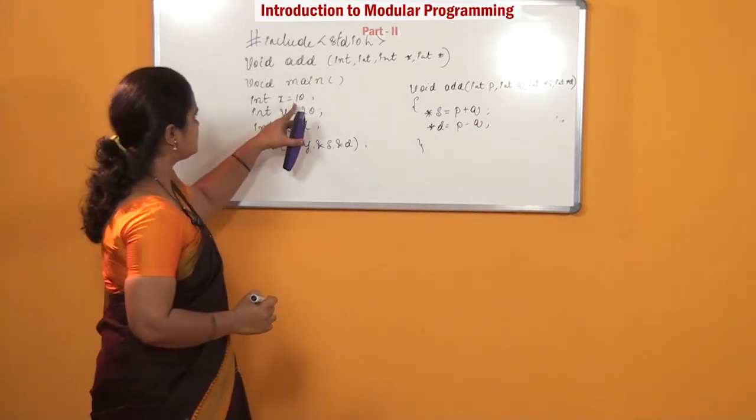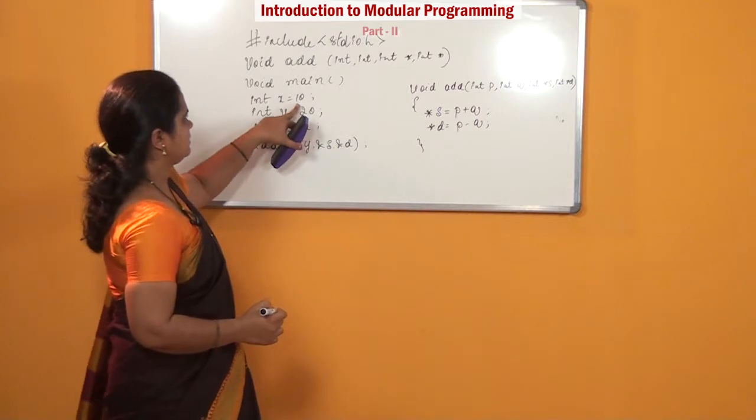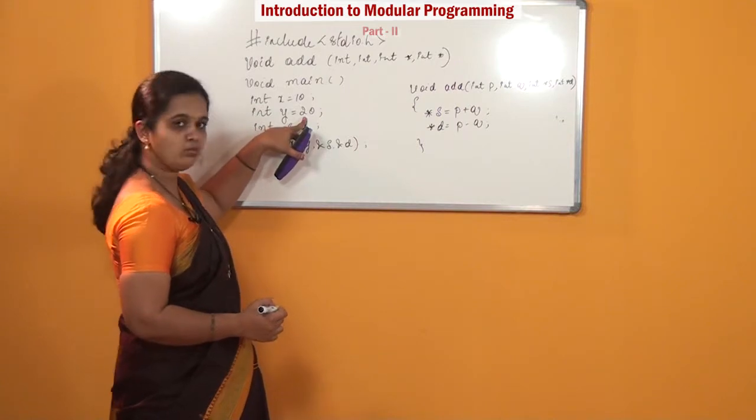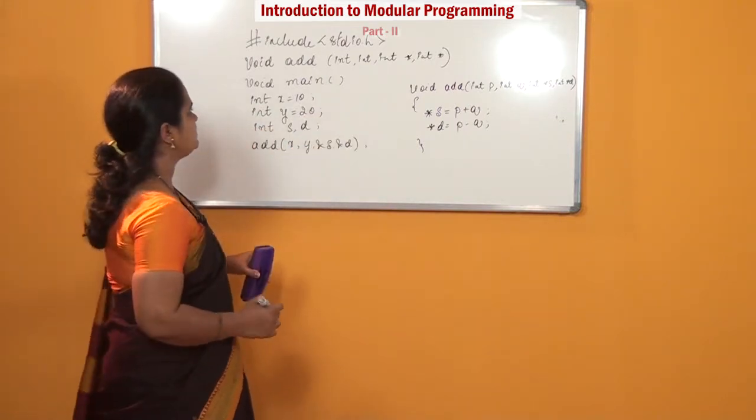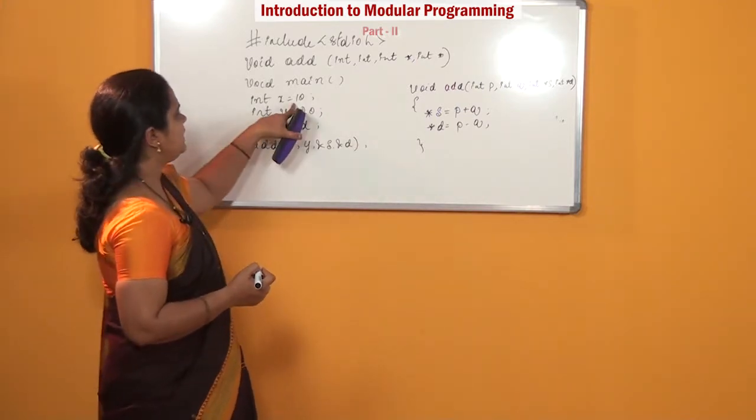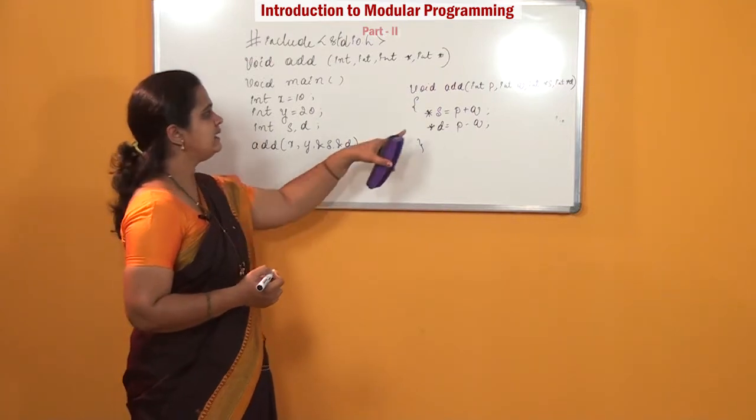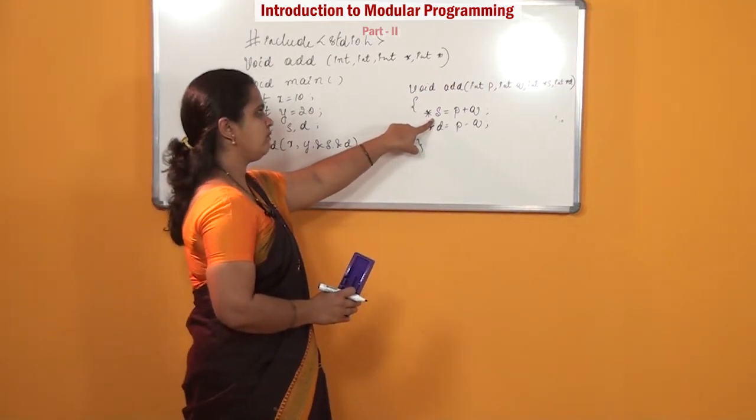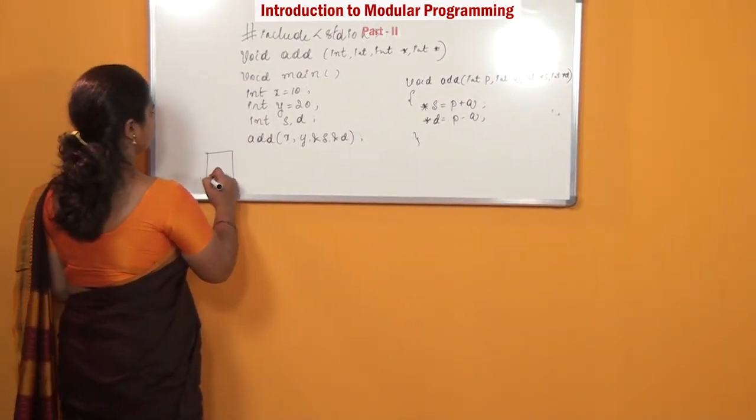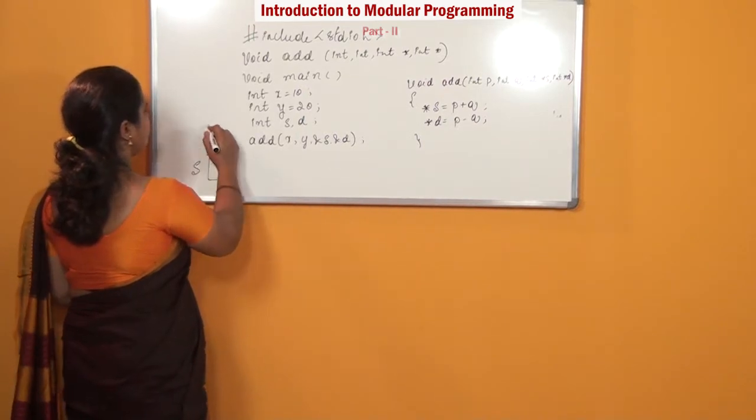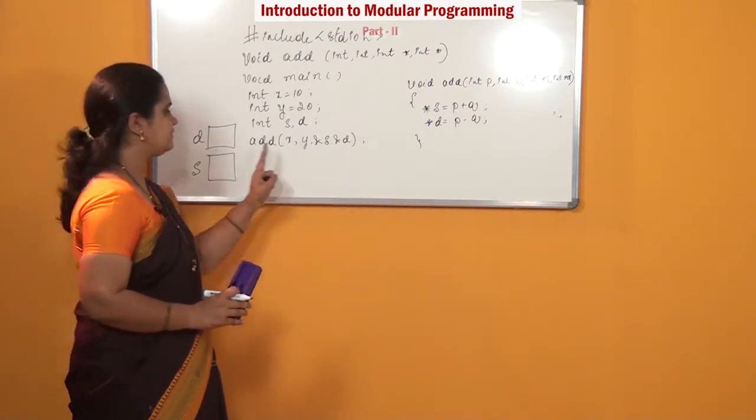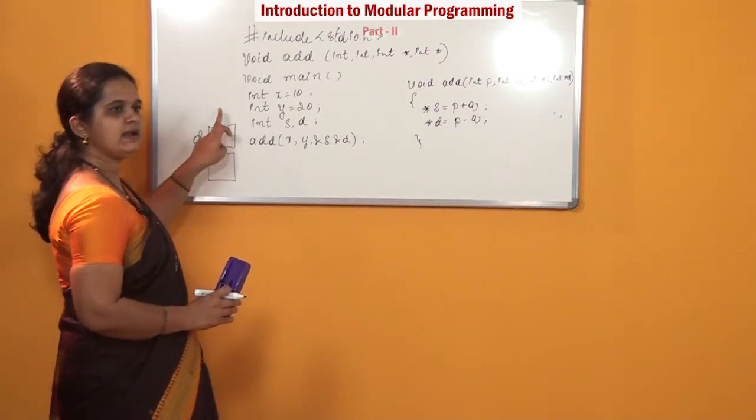So p is the same as the value x and q is the same as the value y. So p plus q, in the sense it is 10 plus 20, it is 30, and the difference p minus q is 10 minus 20, it is minus 10. So the values of s and d have changed now. The names that we have given to the variables are s and d, but what we have passed through the function is actually the address of s and address of d.